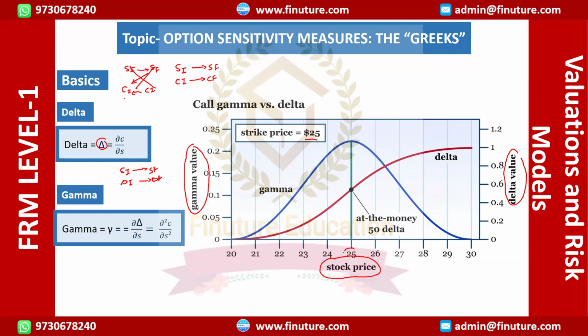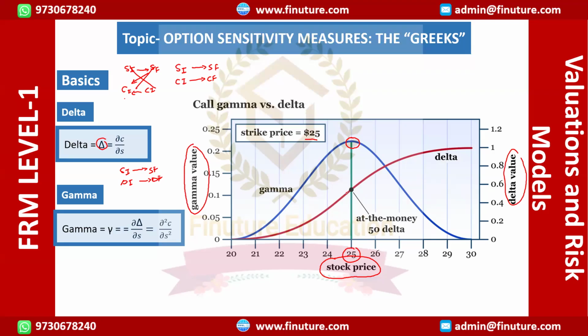If you notice, when the spot is also 25, your gamma is highest. So a very important point to note: gamma is highest for at the money options, and delta is 0.5 for the at the money option. These are the two key important things. And if you are good in mathematics or from an engineering background, you will notice that basically this gamma graph is the rate of change of this graph.